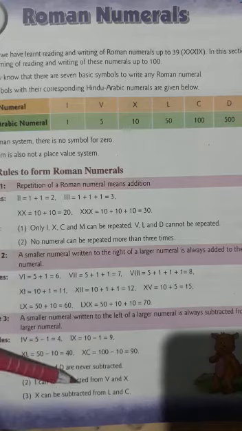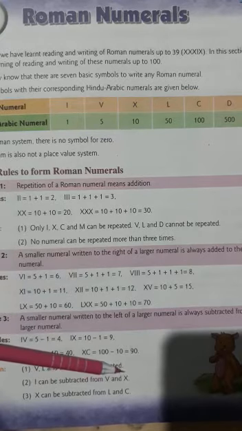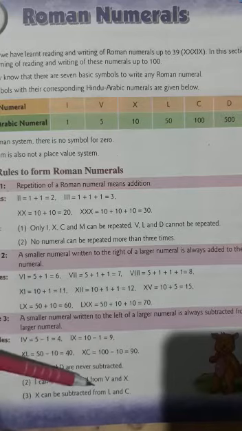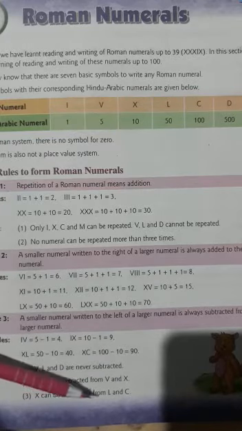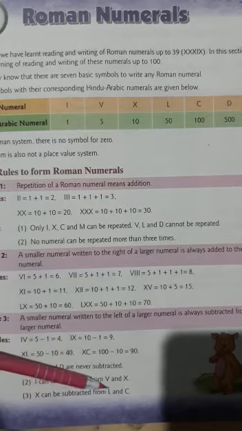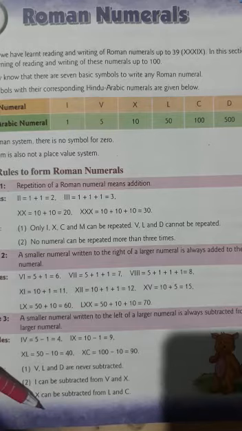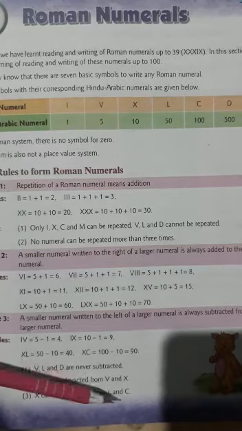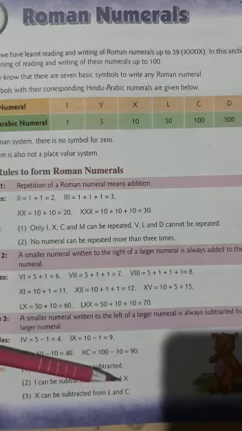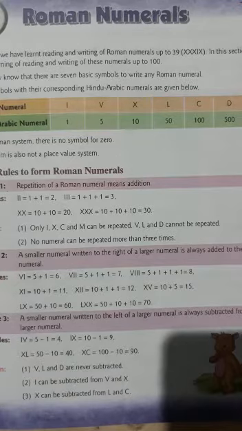I can be subtracted from V means 5 and X means 10. We subtract I only from 5 and 10. X can be subtracted from L means 50 and C means 100. We can subtract X, which means 10, from L and C. Okay? Now see some examples.